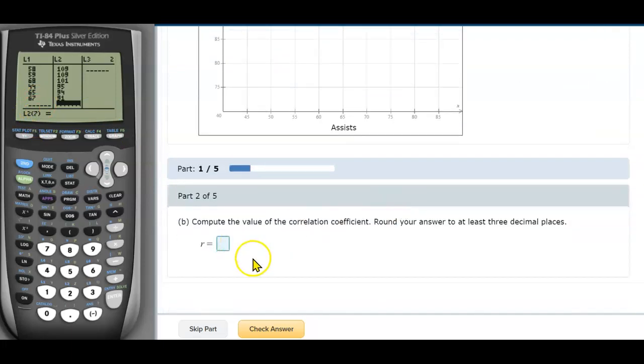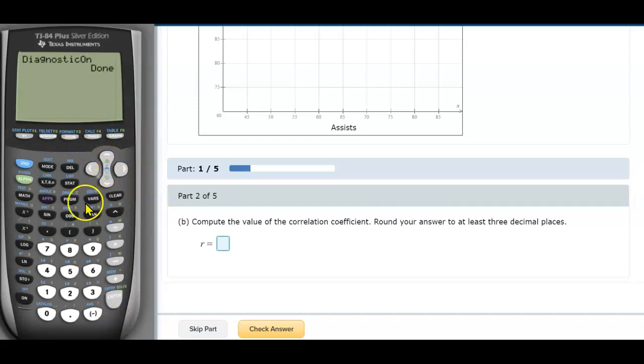So now, how can I get the R? Again, I'm going to quit here. I need to turn on the diagnostic, just in case. So how do you go to diagnostic? You go to second, catalog, and then you click on letter D, and then you scroll up until diagnostic on, and hit it twice.